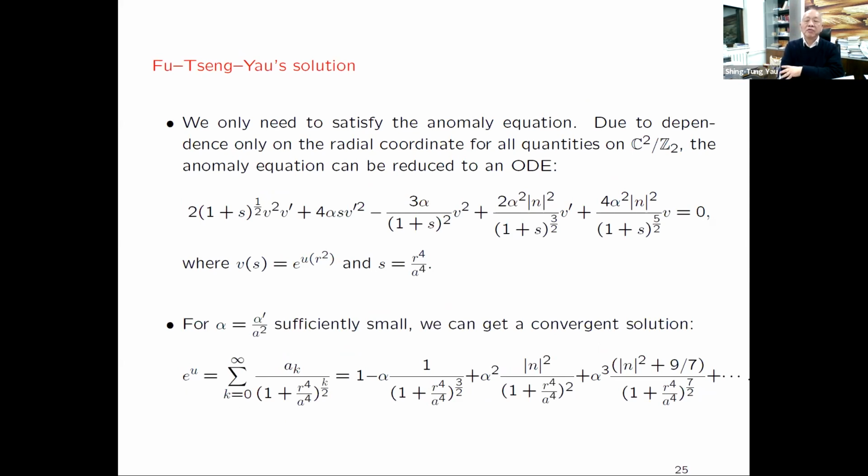But here we can write down the metric explicitly, and this becomes the equation that we want to solve, this ODE. And this equation, we can solve it, so to speak, explicitly. Namely, you take the coupling constant, alpha prime, the string constant. When it's sufficiently small, we can write down exponential u in terms of a power series expansion. And this, you can prove it to be convergent.